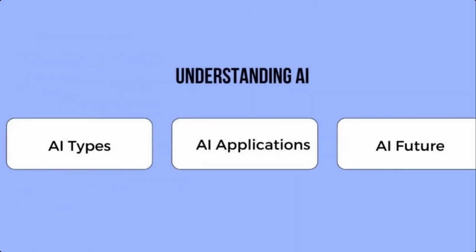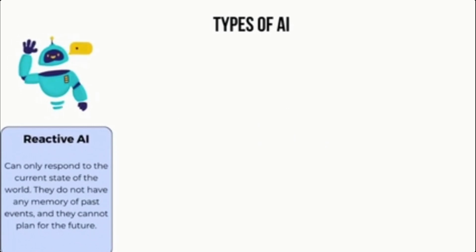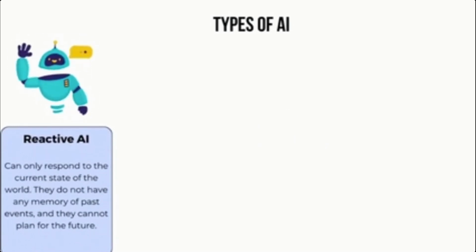To understand AI correctly, we need to understand three concepts: different types of AI, different applications of AI, and different possibilities for the future of AI. Now, let's start with different types of AI. There are many different types of AI, but they can be broadly classified into four different categories. The first one is reactive AI.